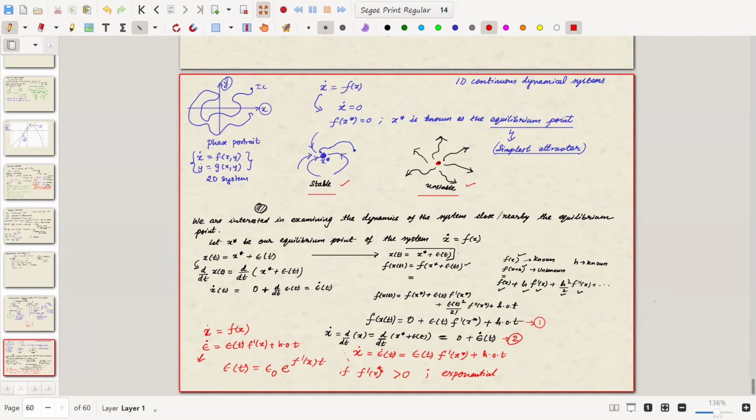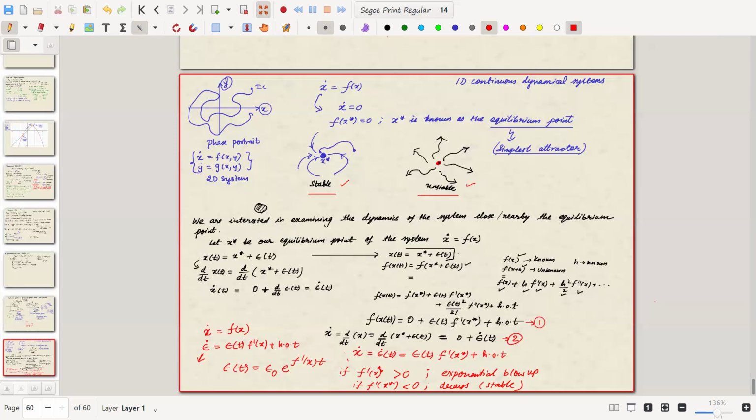Okay. Now, if f prime of x star is less than 0, then you can see this exponential will decay. Hence, this is stable. Now you can see how the condition has changed from your 1D map. In your one-dimensional map, the derivative of the function in absolute value had to be less than 1 for it to be stable. Do you remember?